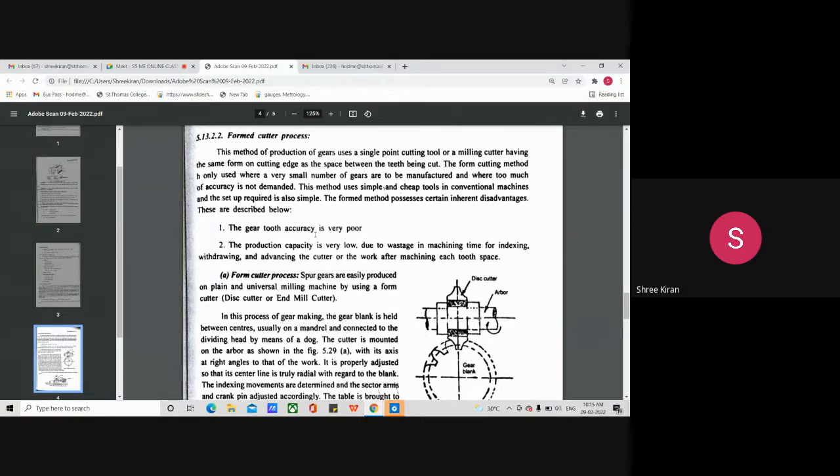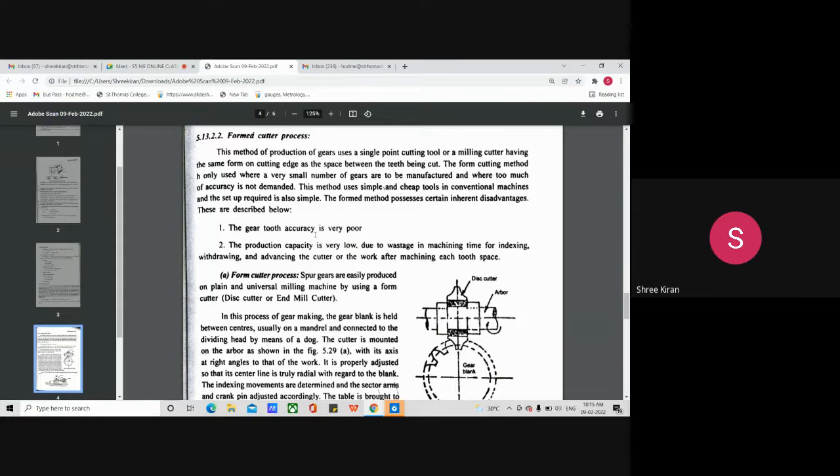In that case, the method uses simple and cheap tools in conventional machines, and the setup required is also simple. So the form method contains certain inherent disadvantages: the gear tooth accuracy is comparatively poor, and the production capacity is very low.